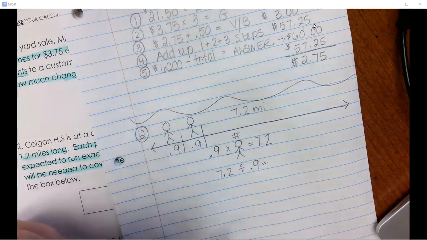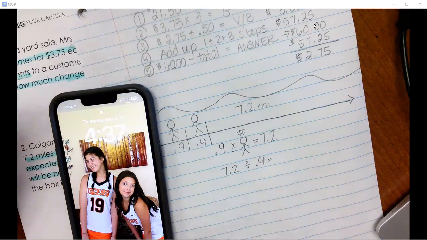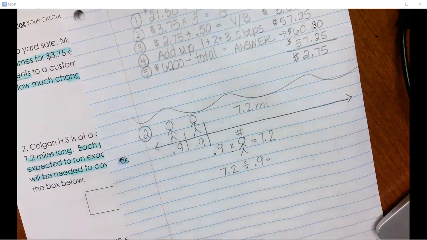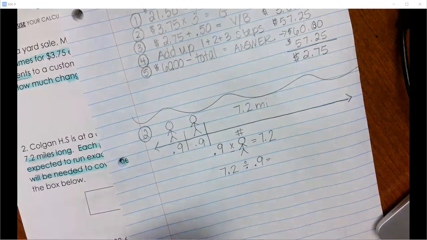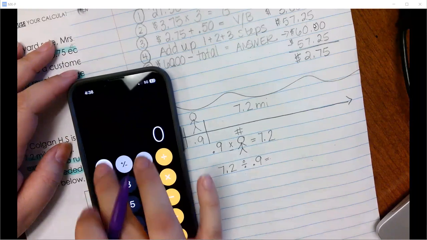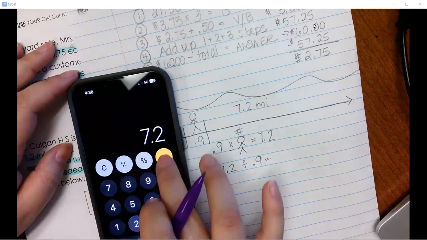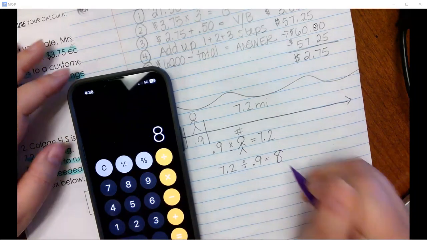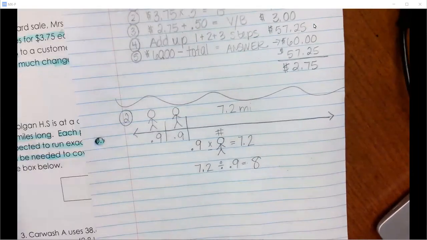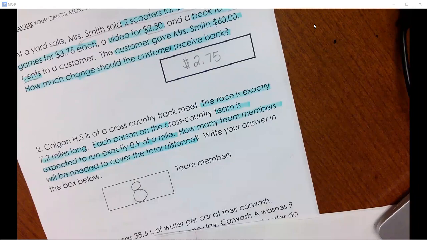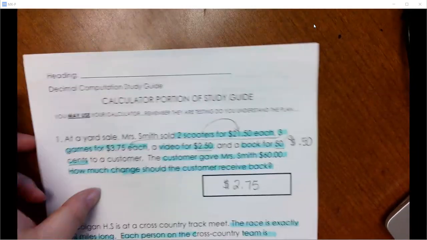So let me type that in. 7 2/10 divided by 9/10 equals 8. So there are going to be 8 people running the race.